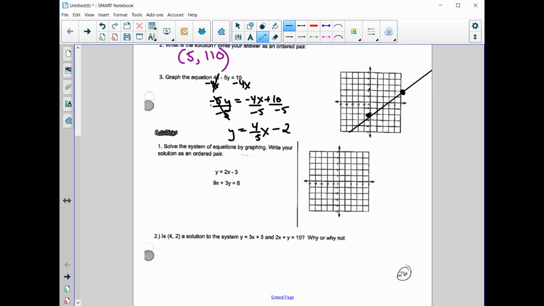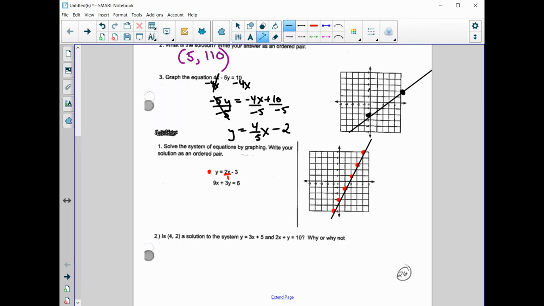This question wants me to solve the system by graphing. So I can graph the first equation. Let's start there. I know I can graph it because it is in slope-intercept form. My y-intercept is negative 3, and my slope is 2, which is really 2 over 1. So I'm going to go up 2, right 1, and continue that pattern, up 2, right 1, as many times as I can fit it. I'm also going to go down 2 and back 1, because I want to fit as many as possible on this graph.